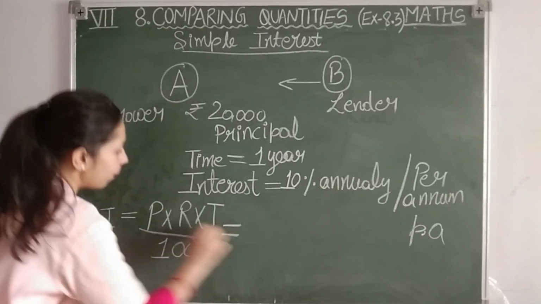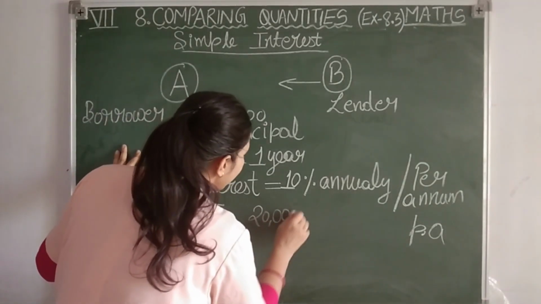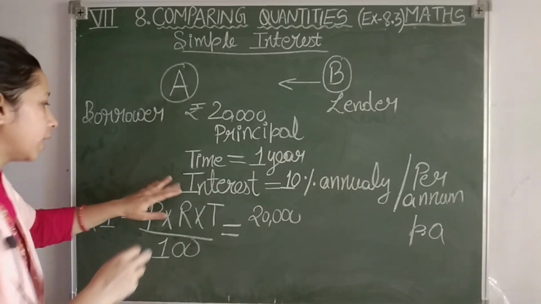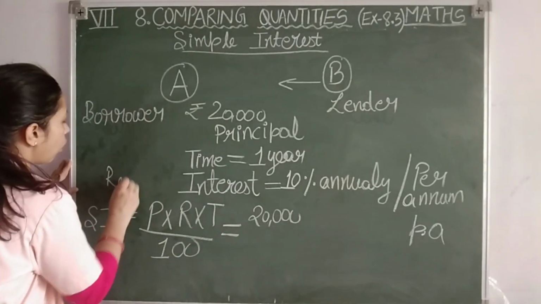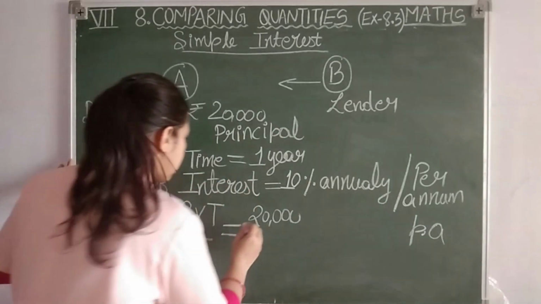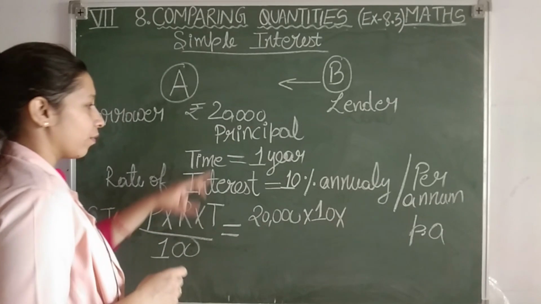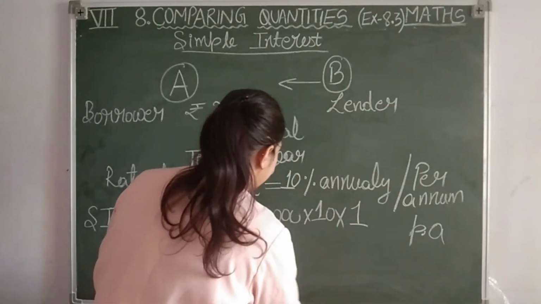Okay, students. P means principal, which is 20,000 rupees. Okay. R means rate of interest, students. Interest or rate of interest, percentage of interest. Okay. So rate of interest is 10%. So I'll write 10 here. Then time is 1 year upon 100. Solve this.